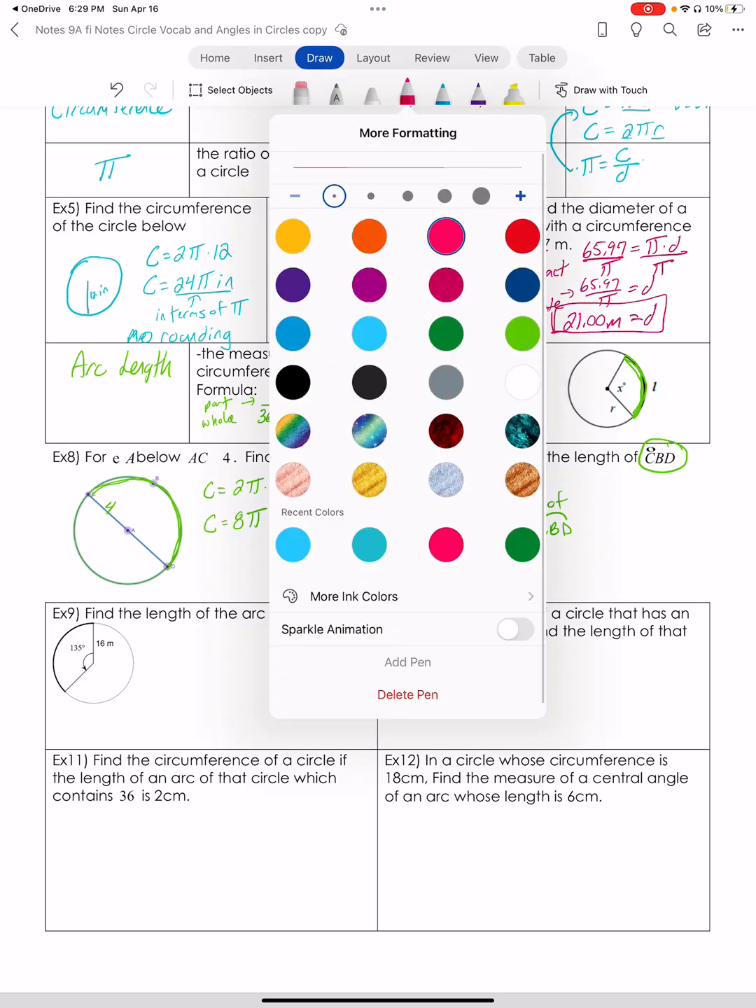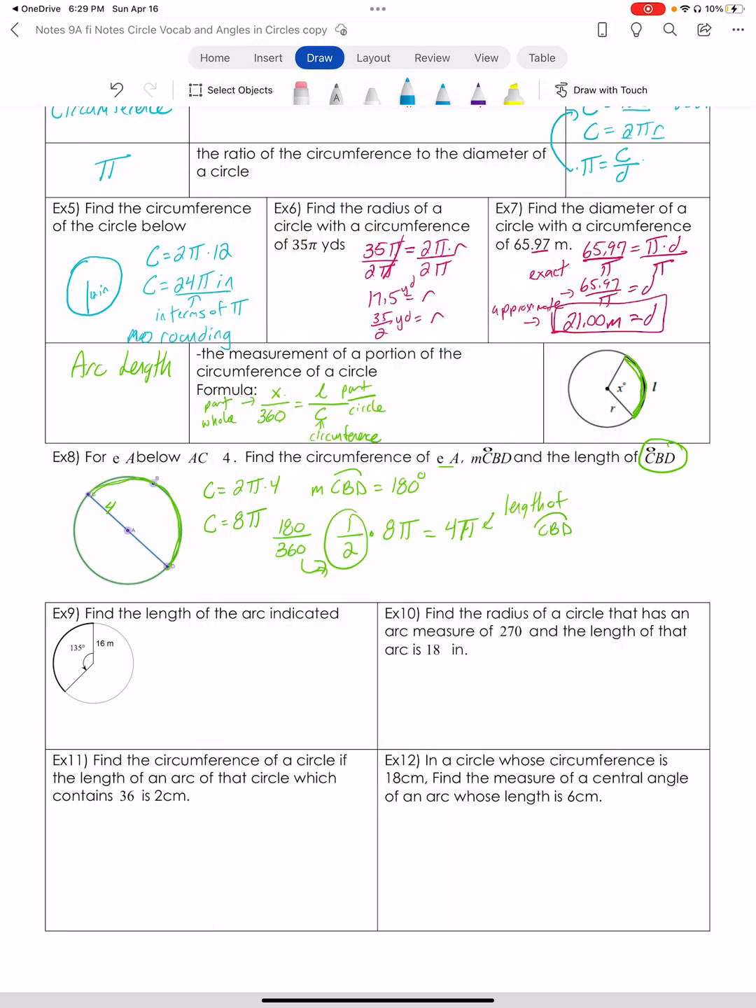The other formula, which is probably going to be a little bit easier, especially now, is so to find the length of the arc, you're going to do whatever the measure of your angle is, so the central angle, over 360 times your circumference, which is either 2 pi r or pi times diameter, is equal to the length of your arc. And that just depends on what you're given.